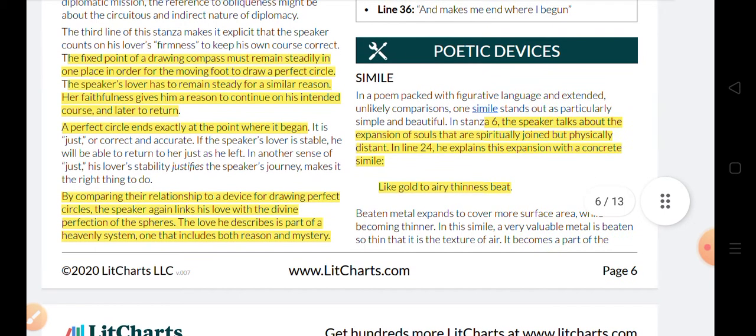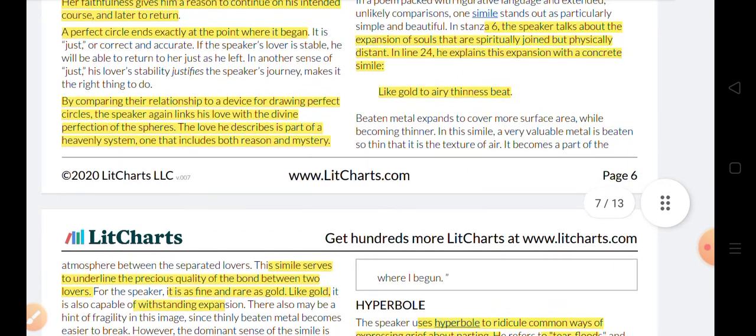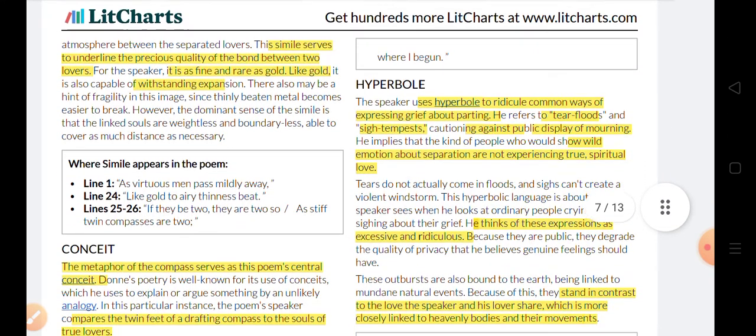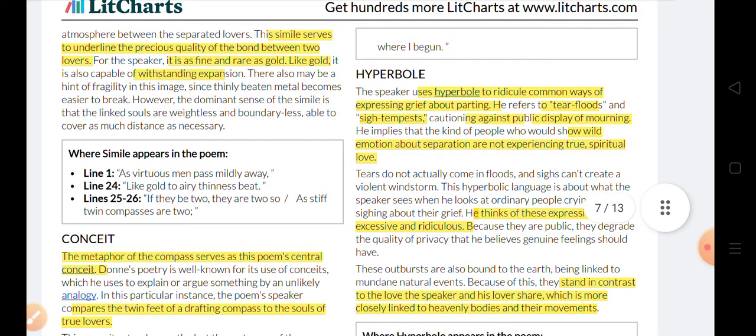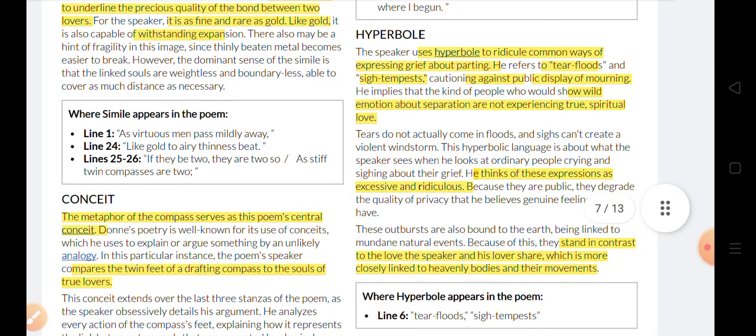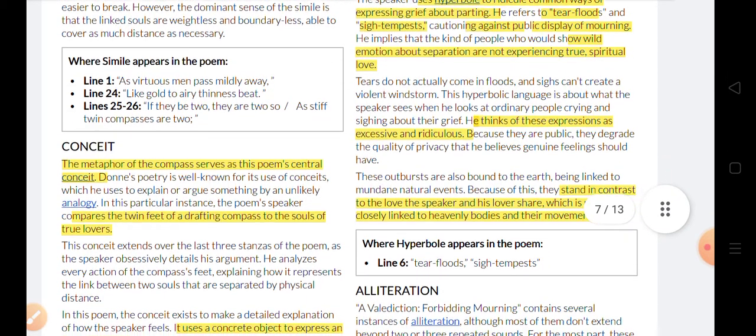Now the poetic devices. Simile has been used to draw comparison. An instance is in line 6, where the speakers talk about the expansion of souls that are spiritually joined but physically distant. In line 24, he explains this expansion with a concrete simile, for example this line: like gold to airy thinness beat. So this simile serves to underline the precious quality of the bond between two lovers, and it is fine and rare as gold, and like gold, it withstands expansion, and it also occurs in line 1 and lines 25 to 26.